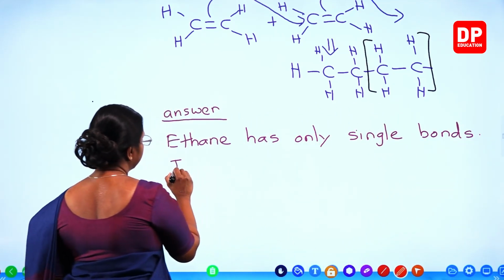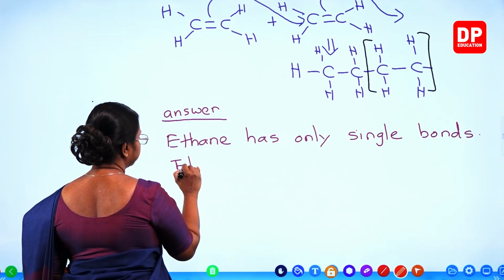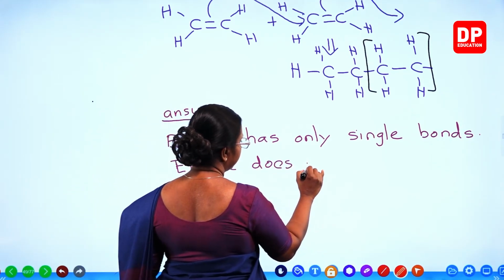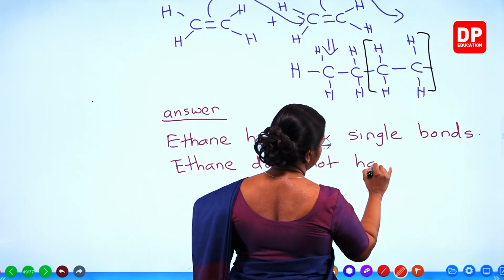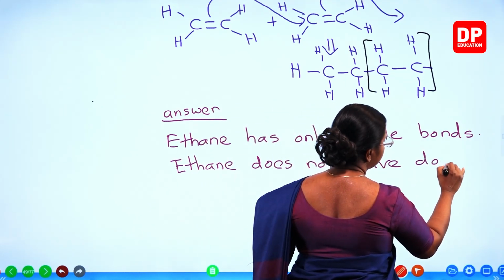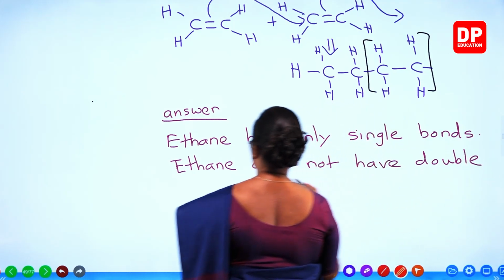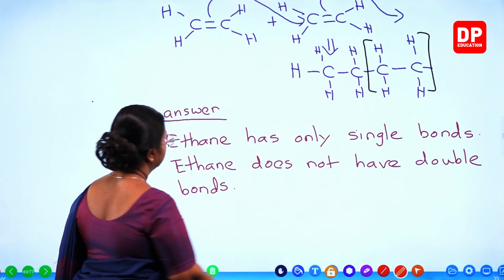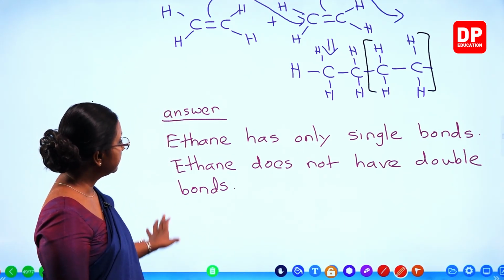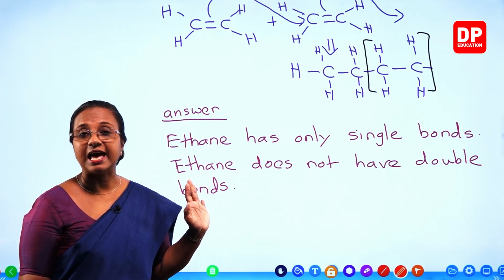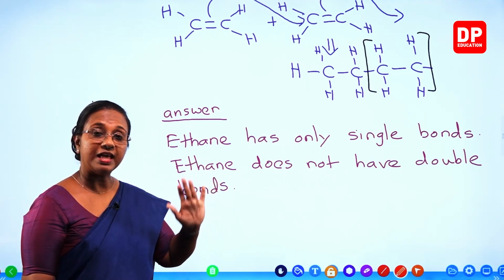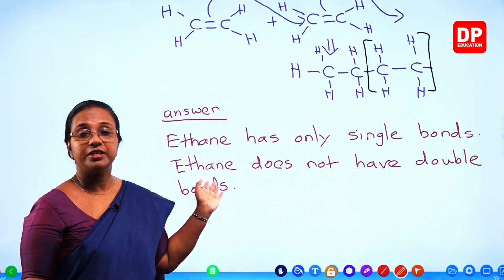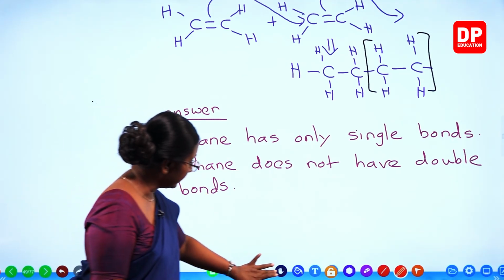I can say ethane does not have double bonds. So that is the reason. It doesn't have double bonds. It only has single bonds. Because of that, it cannot polymerize. Ethane has only single bonds, so it cannot polymerize. Is that clear, student?